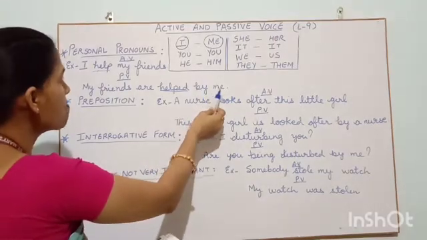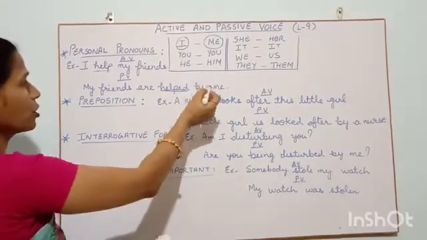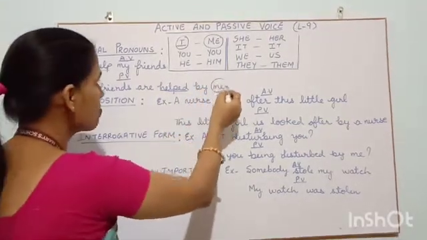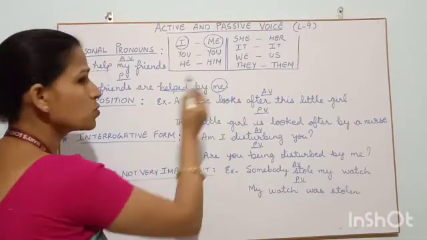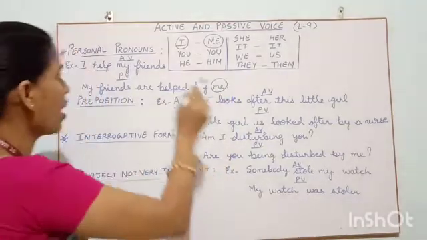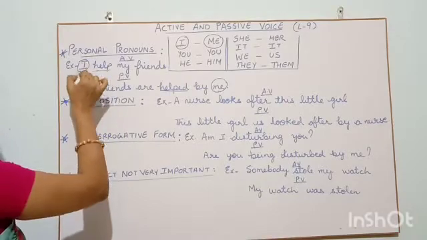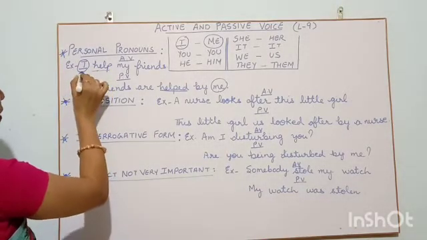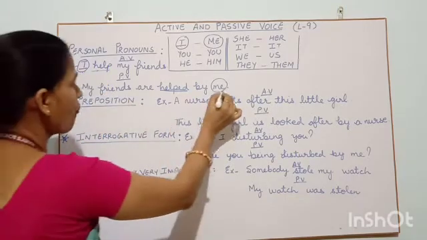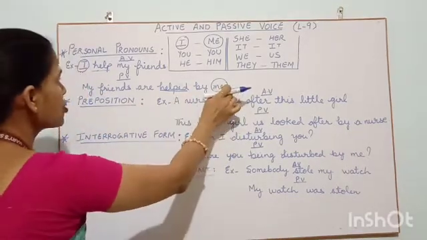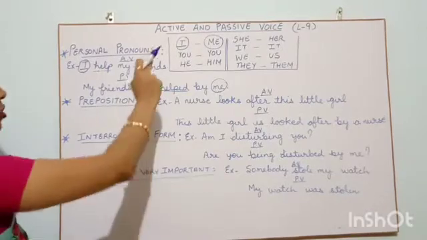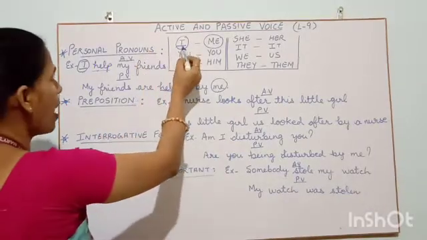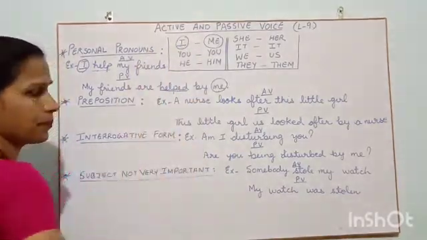What I wanted to make you understand was "me." From where has this word "me" come? In the subject we had "I," but when it is coming in the place of the object, how has it turned into "me"? It is according to the rule. I will change into me.